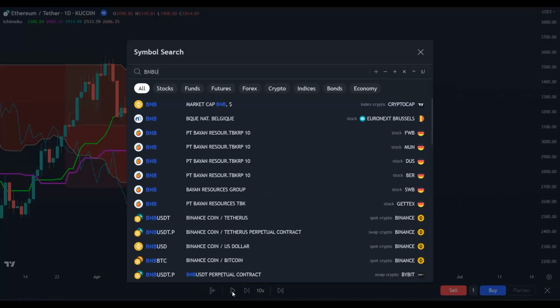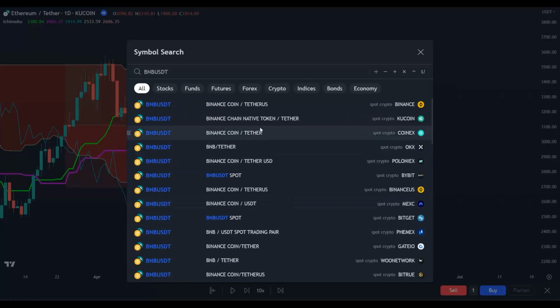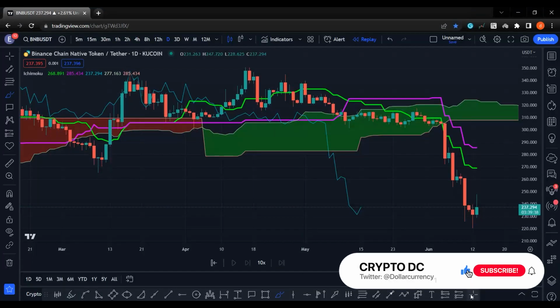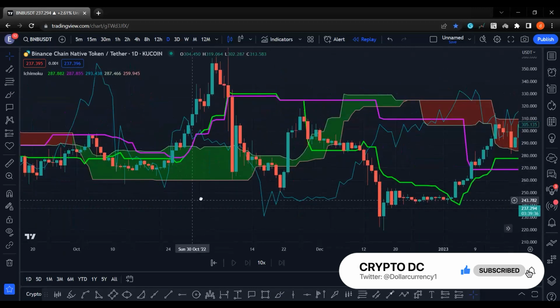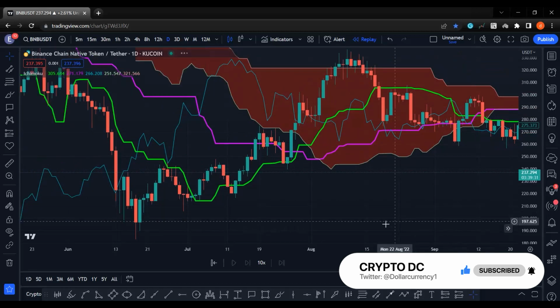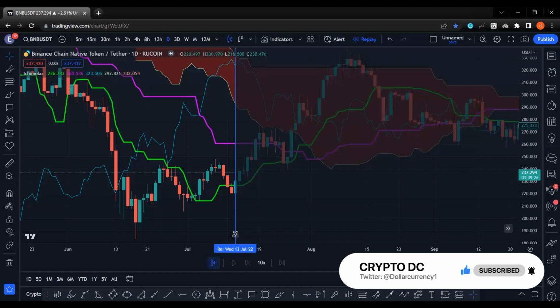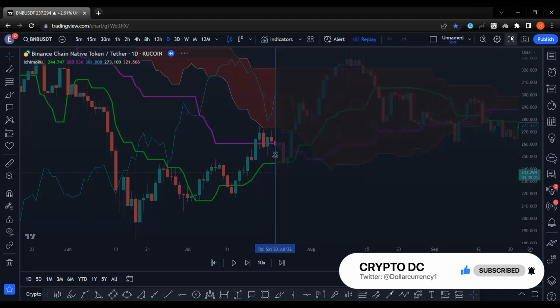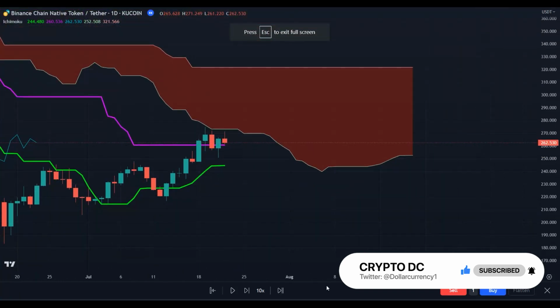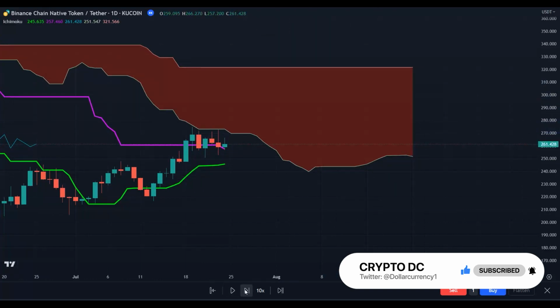Okay, another example, let's check some kind of example like this. Okay, this is, for example, a BNB chart. I'm going to check it here. Let's see whether it's an H2H trade or not. So we have a thick Kumo cloud. Check. Okay, let's see what's going to happen.